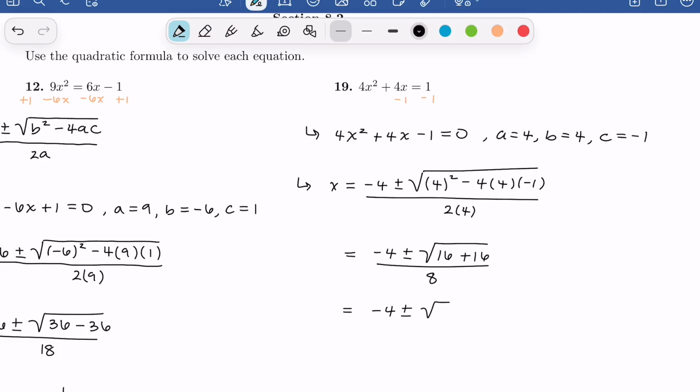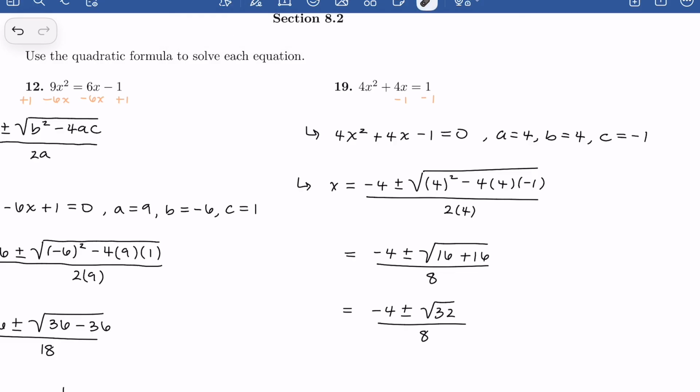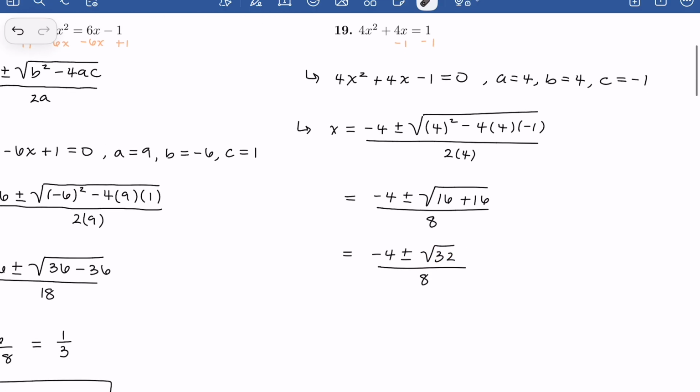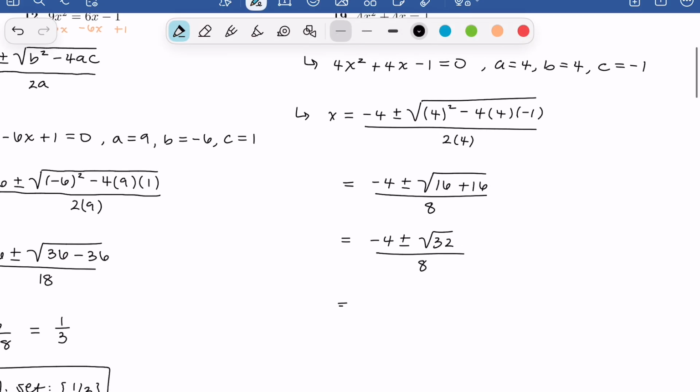We're going to end up with the square root of 32 over 8 here. Now we might want to stop here, but the square root of 32 is not going to be fully simplified. We can break 32 up into two or more factors, one of them being a perfect square. So let's go ahead and do that here.